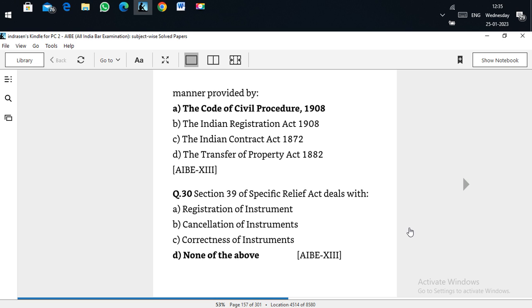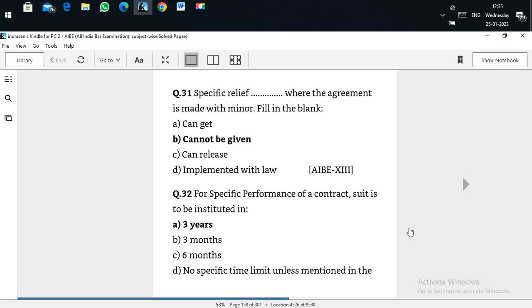Section 39 of the Specific Relief Act deals with registration of instrument, cancellation of instrument, correctness of instrument. None of these are correct, so in such a case we need to refer to Section 39 of the Specific Relief Act. Specific relief cannot be given where the agreement is made with a minor. So under the Specific Relief Act, relief cannot be given where the agreement is with a minor.